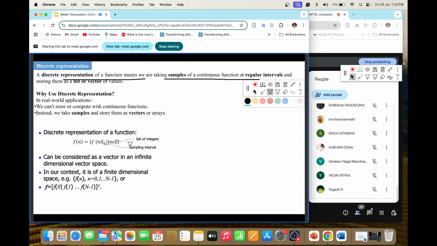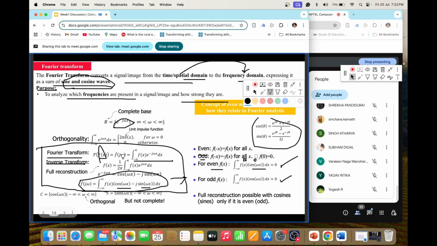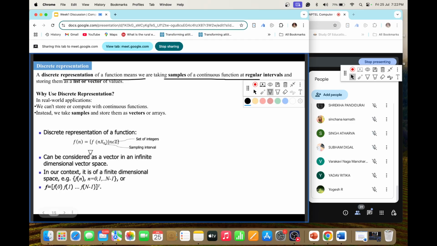In the previous slide, we were writing f(x). That is a continuous function. But how can we write it discretely? A discrete function is f(n x naught). So what is x naught? x naught is the sampling interval. Now we are converting a continuous function to a discrete function, so we need this sampling interval. The x naught is the sampling interval, multiplied by the number of sampling intervals n. By this we can change a continuous interval into a discrete interval.